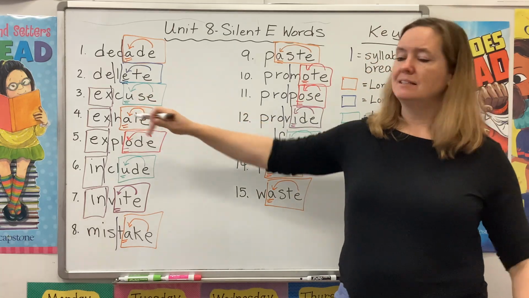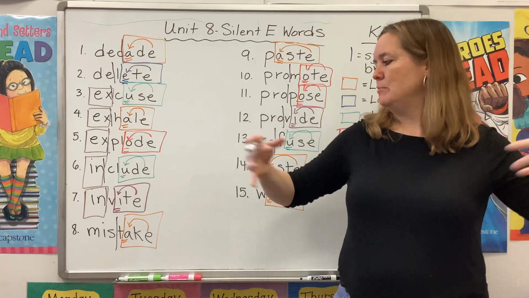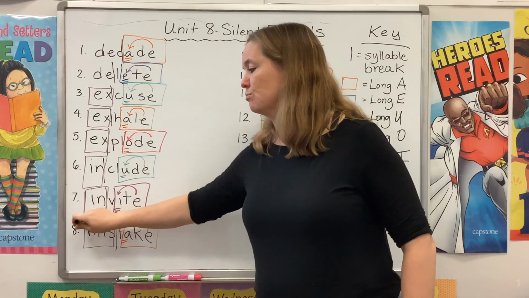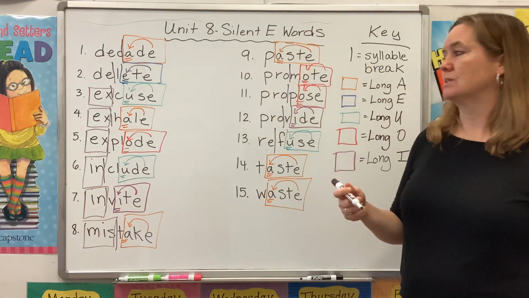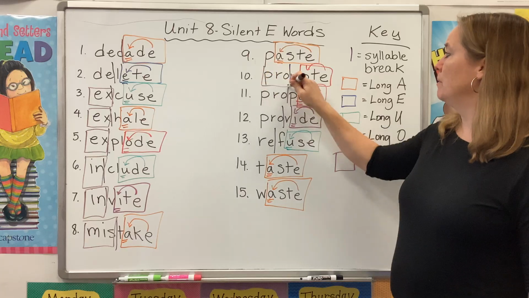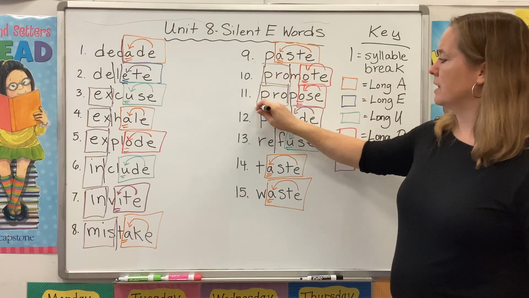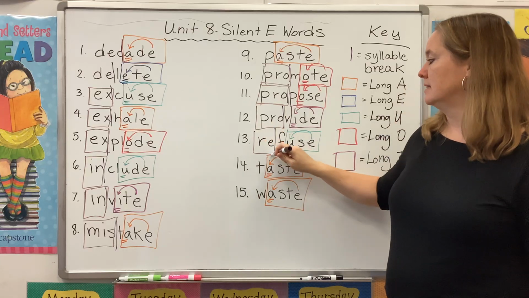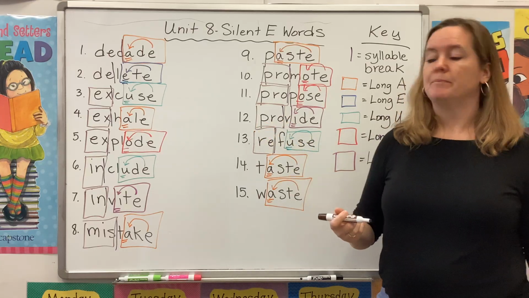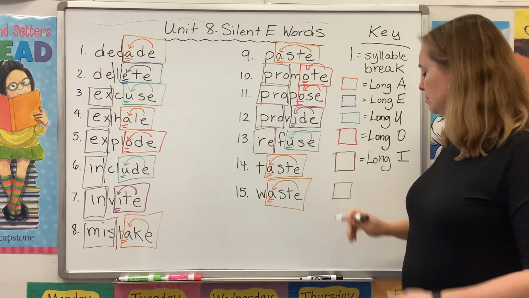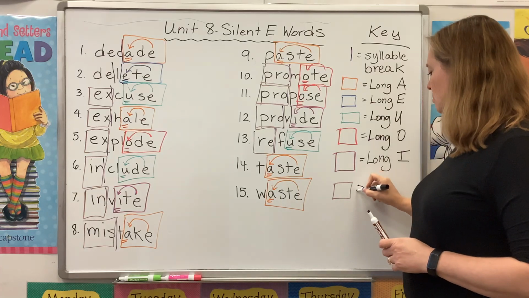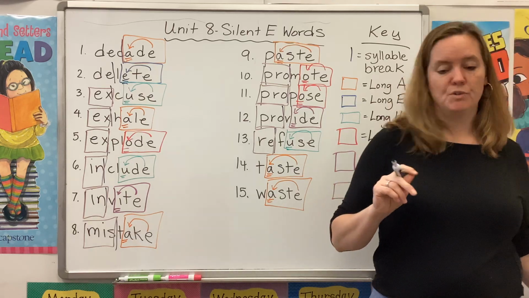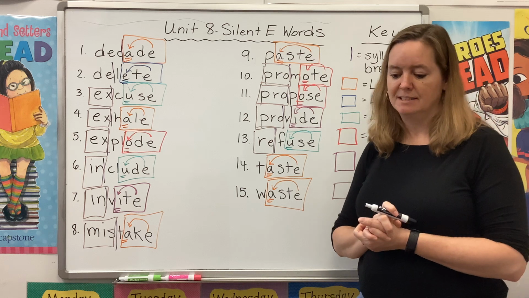Okay? So ex means out, in means in. Mis is a prefix that means wrong. If you make a mistake, you do something wrong. Pro is another prefix. We're not going to worry about that one today. And re is a prefix that you might know as well. Okay, over here brown box equals prefix. Okay? You're going to have lots of practice with prefixes this week.